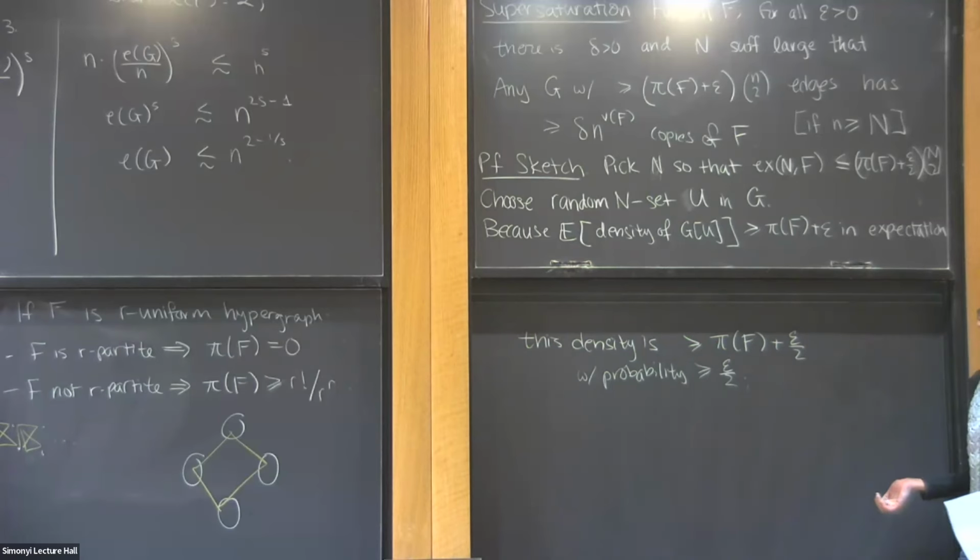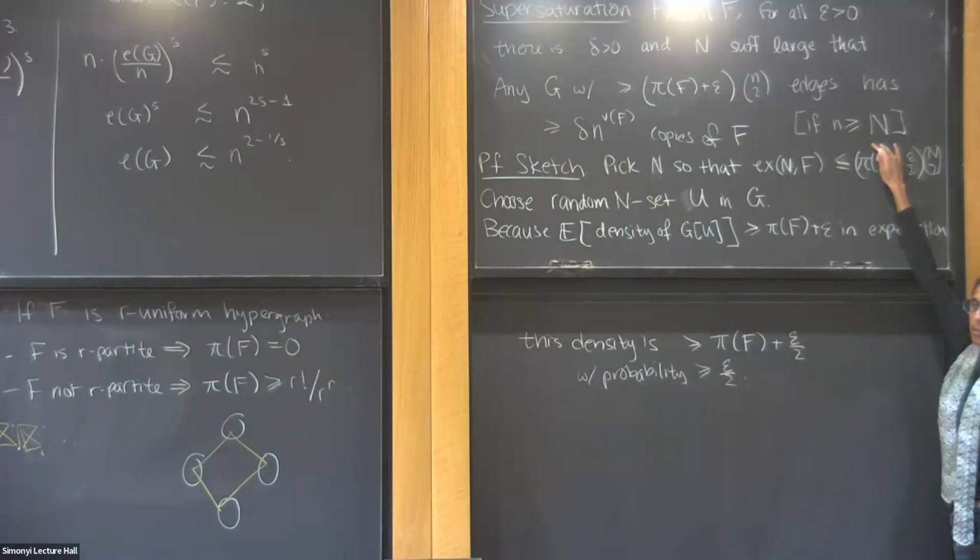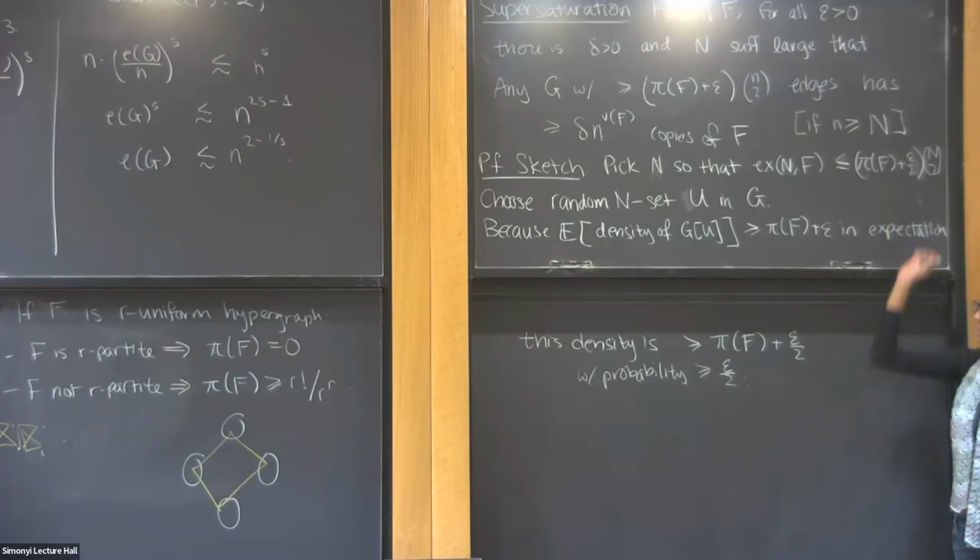So what's the relationship between capital N and the number of vertices of G? Little n is bigger than big N. That's the only thing.